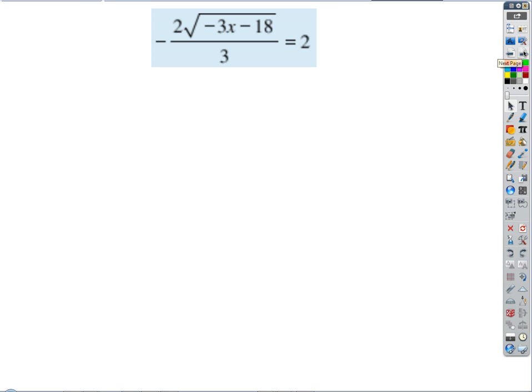What am I going to do this time? Square both sides. Okay, but before I square both sides, I could maybe multiply or divide. Yeah, multiply or divide, right? So how would I, for example, get rid of the 3? Multiply by 3. Okay, I could multiply each side by 3.